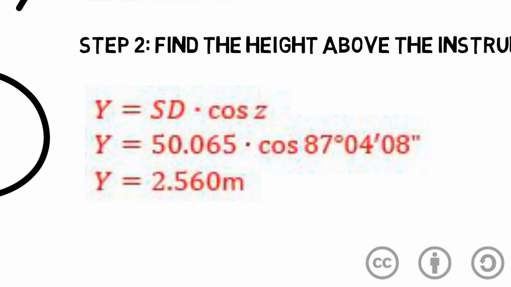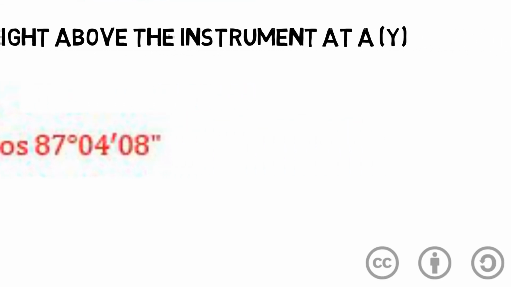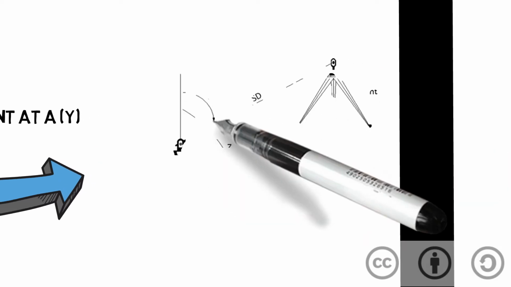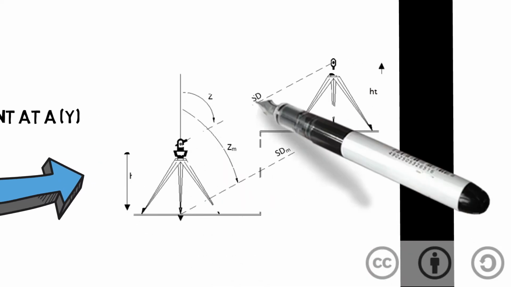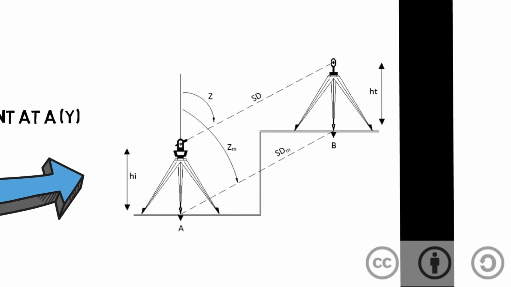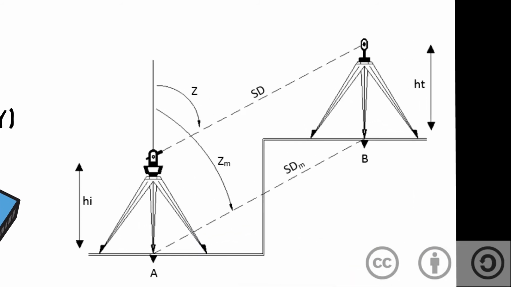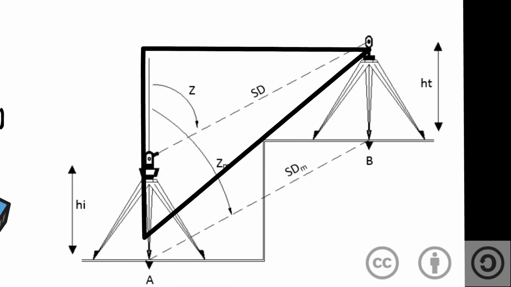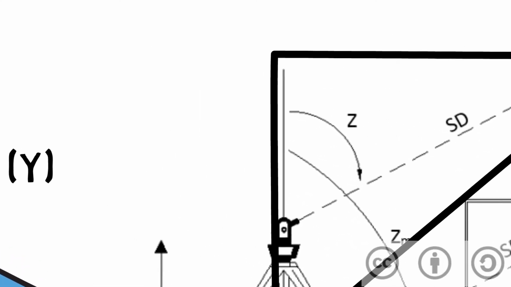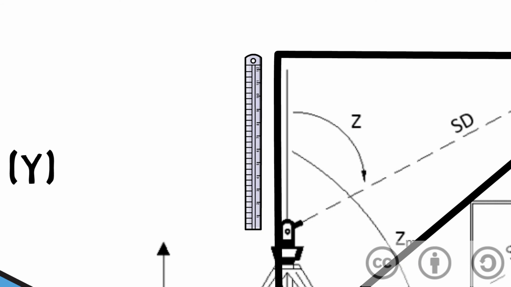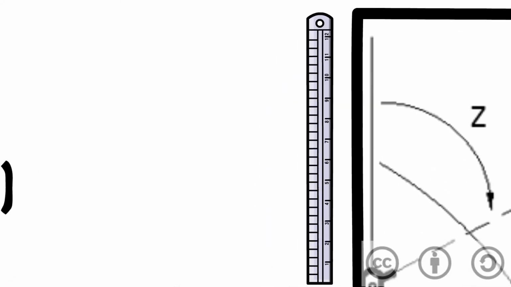This value can often be confusing, so we're going to take a closer look. Again, here's our scenario with a target over B and an instrument over A. If we draw a triangle over this, we can have a better understanding of what the Y value is. We have a height of an instrument above A, but we need this height above the instrument itself. And this is Y.